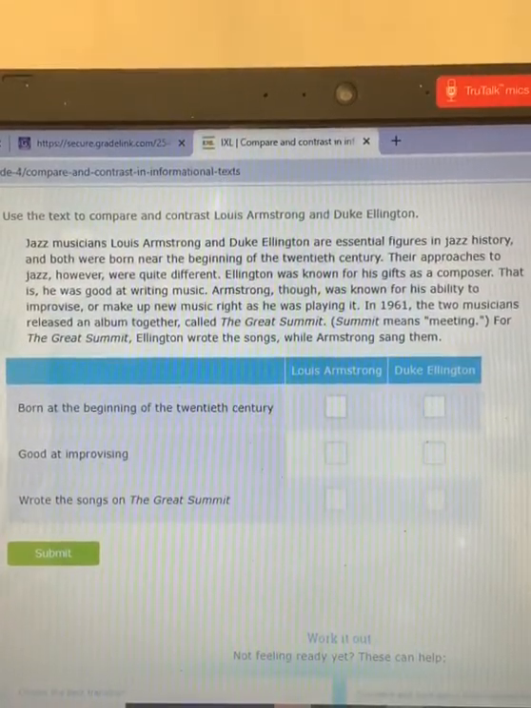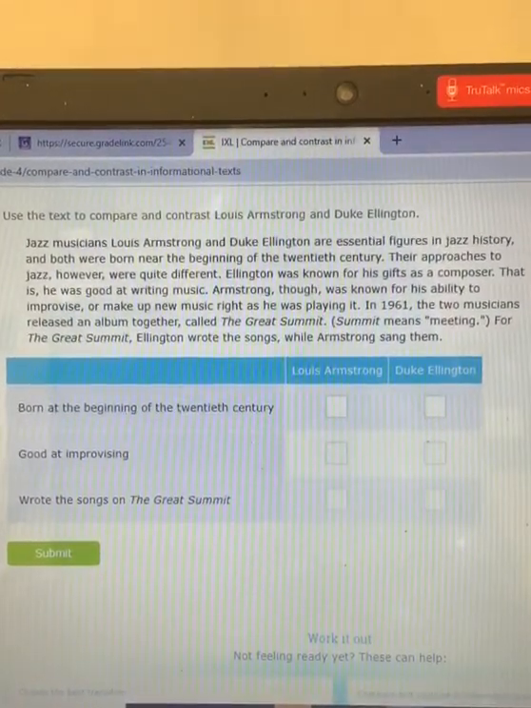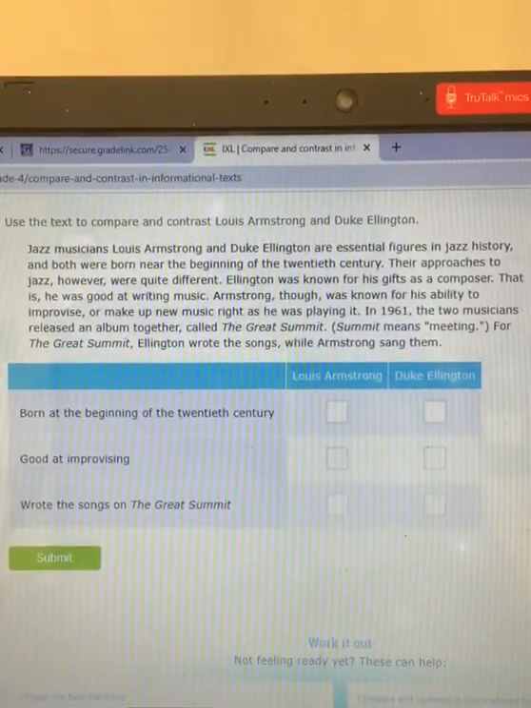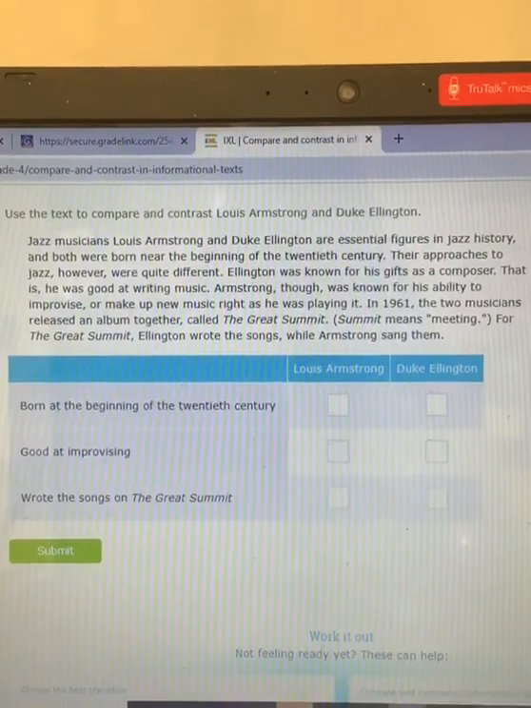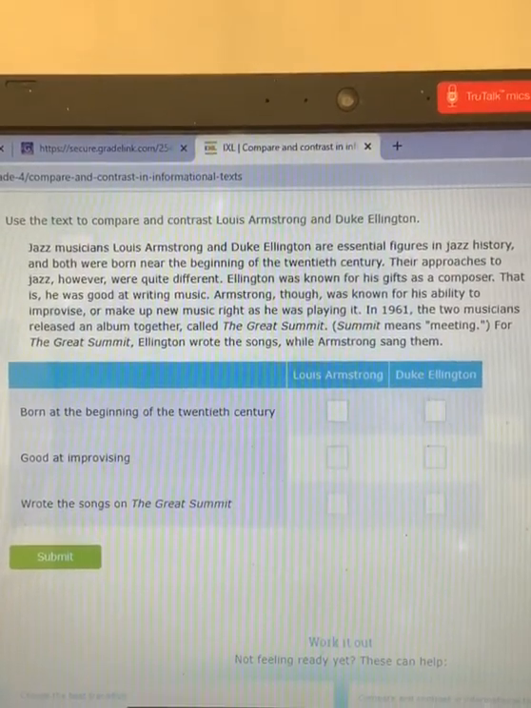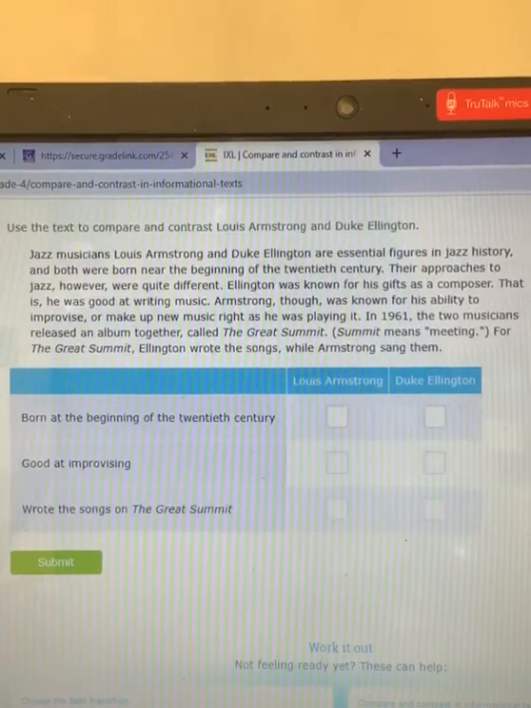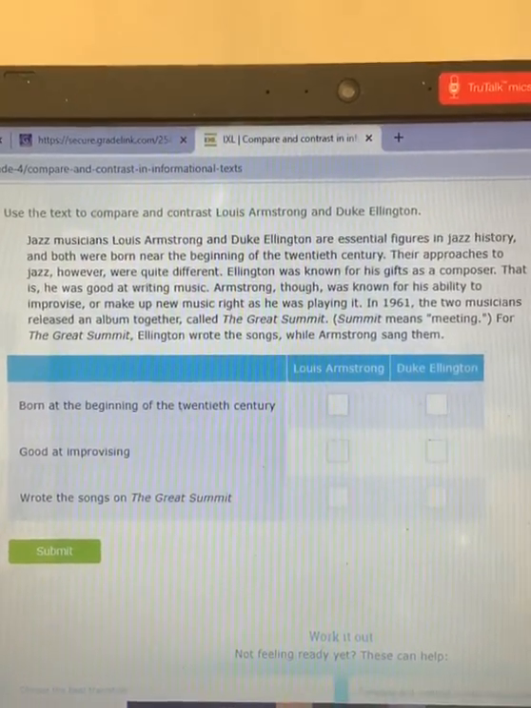Jazz musicians Louis Armstrong and Duke Ellington are essential figures in jazz history. Both were born near the beginning of the 20th century. So they were born around 1900. Their approaches to jazz, however, were quite different. Ellington was known for his gifts as a composer.